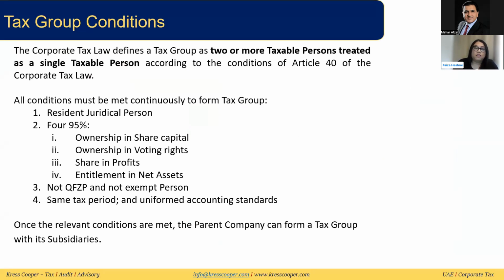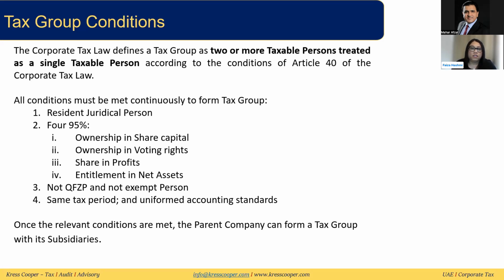First, we had discussed in our previous lectures what a tax group is. When two or more taxable persons meet the conditions under Article 40 of the Corporate Tax Law, they can be treated as a single taxable person, and a tax group can be formed from them.